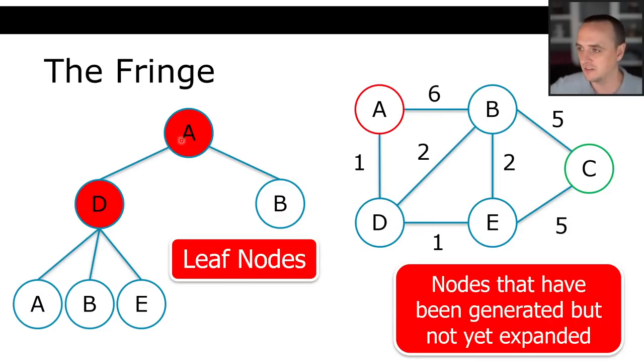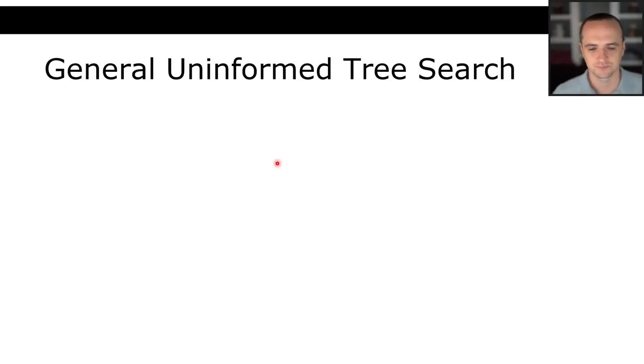So for example, in this example, we've expanded A into these, then we've expanded this one into these, and so now we have four nodes that are leaf nodes. So our fringe has size 4. And when we go to expand, we are choosing one of the nodes in the fringe to expand next. I hope that makes a bit of sense.